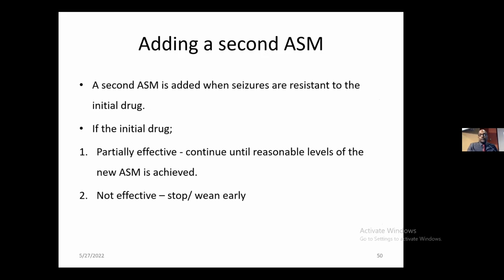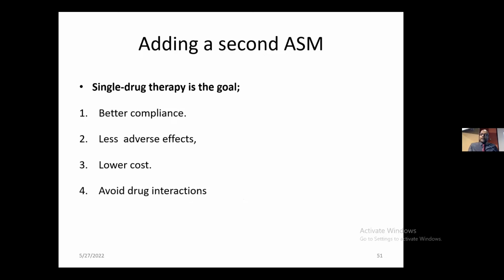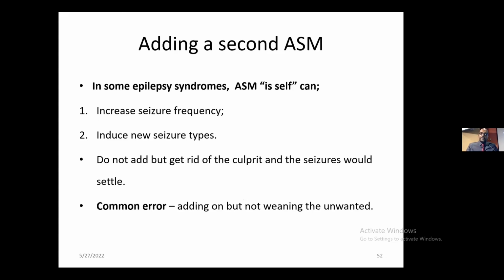the second anti-seizure medication is added when seizures are resistant to the first drug. So if the first drug is partially effective, we can continue it until reasonable levels of the new anti-seizure medication is achieved. However, if the first is not effective, we can stop it, or wean it off, taper it off very soon. And single drug therapy should be the goal always, for better compliance, for less side effects, lower cost, and to avoid drug interactions.